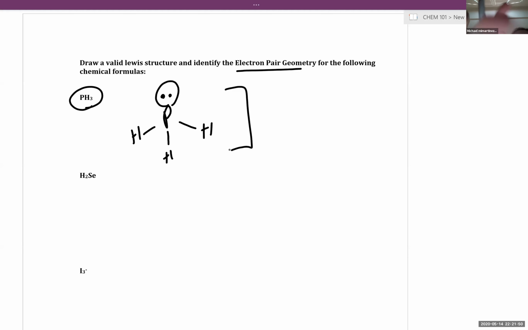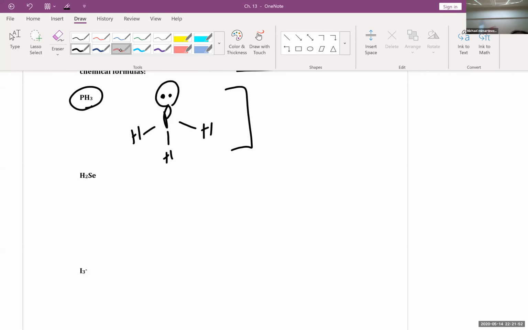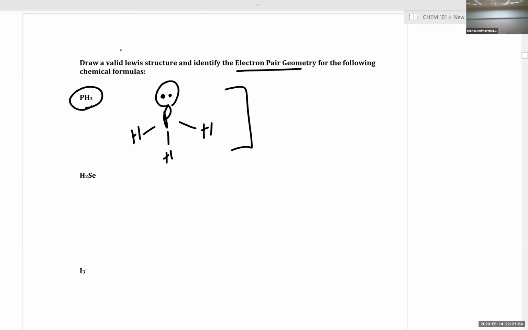So let's count our charged spheres. Would someone like to tell me in the chat, how many total charged spheres do we have? How many total lone pairs and bonded atoms, both of them together? So I have one lone pair and three bonded atoms. So 1 + 3 gives us 4 charged spheres.